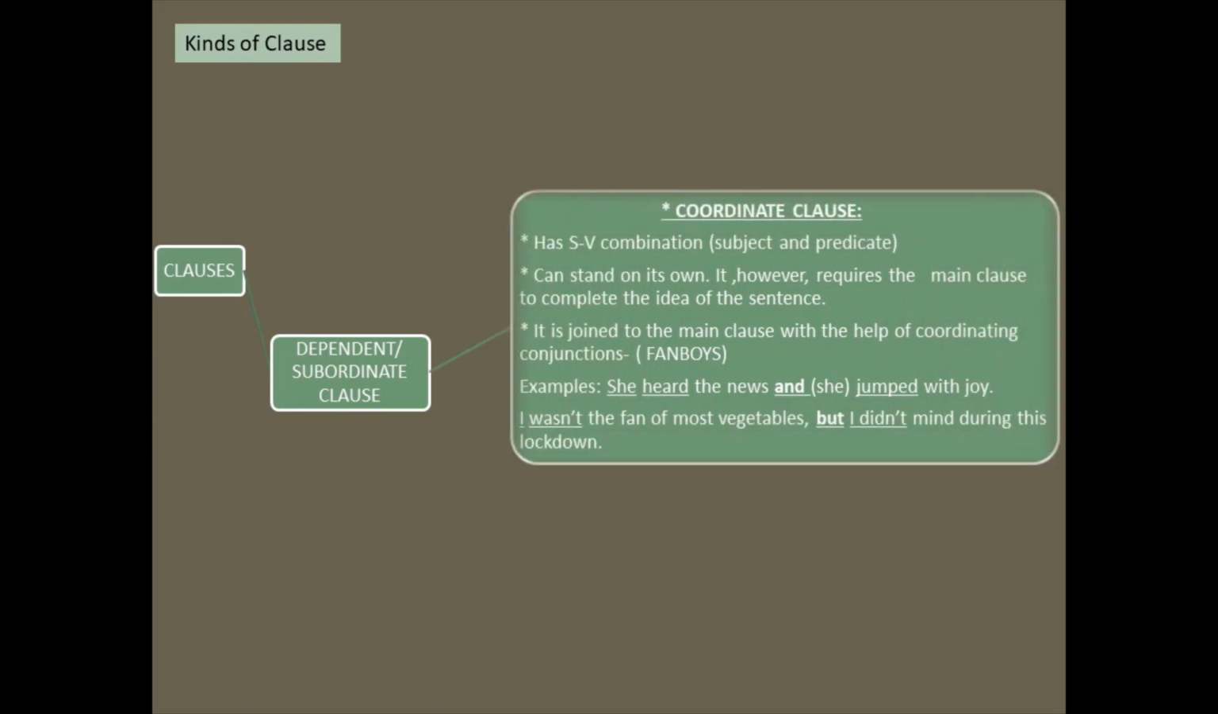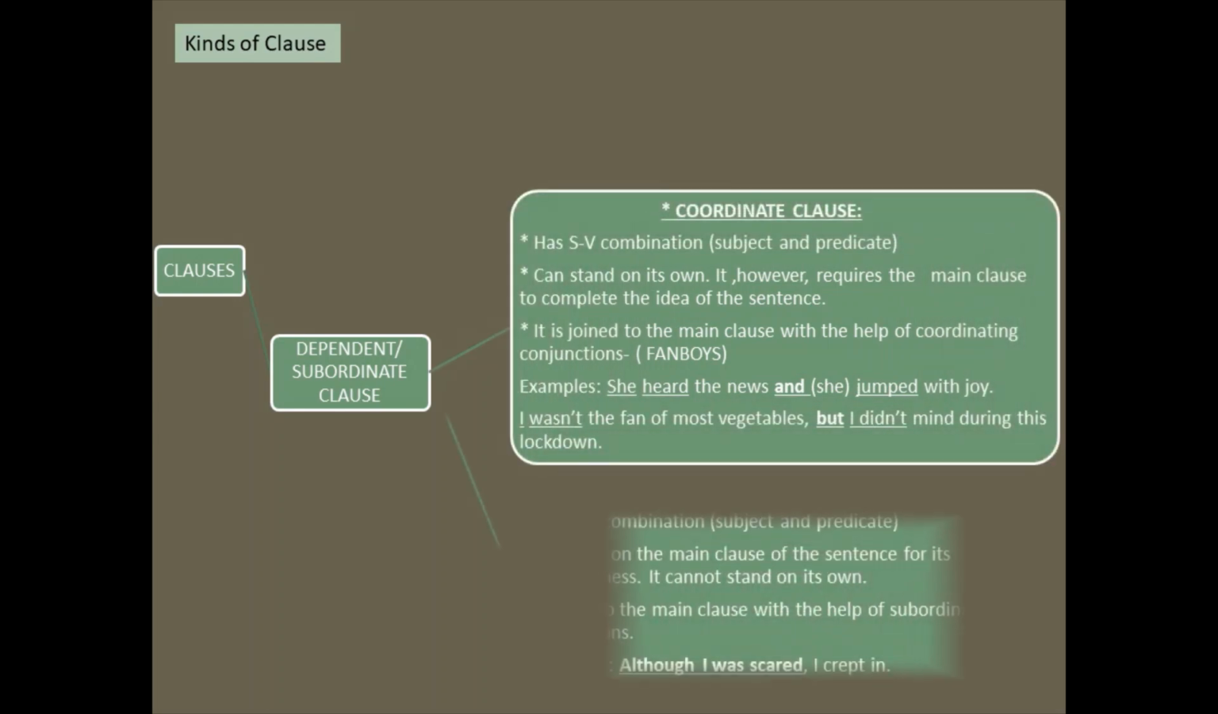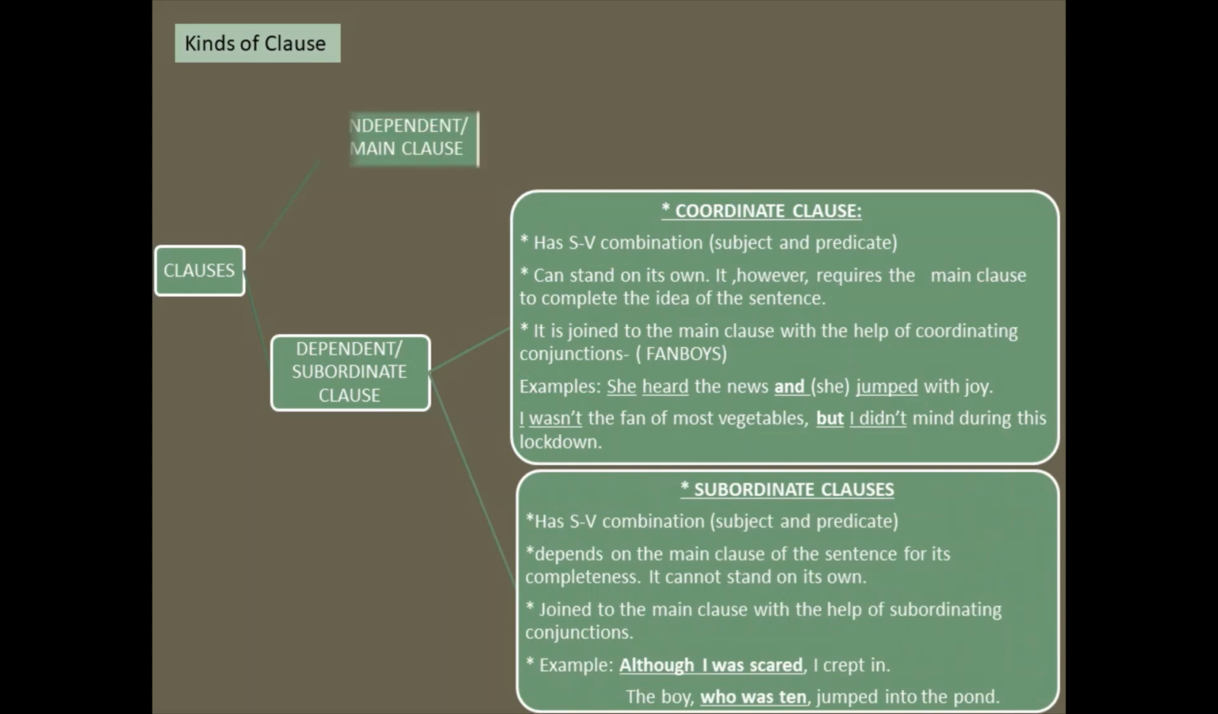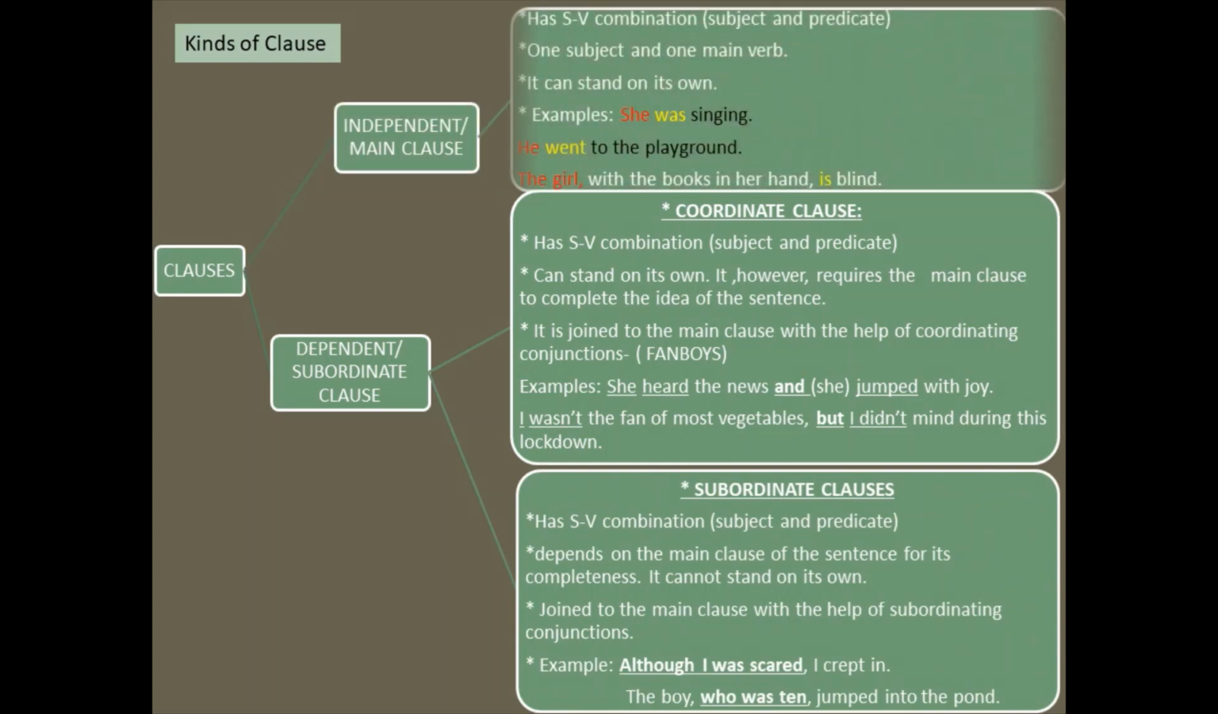In the previous slide, we learnt about the clauses and how to identify the clause. And we had learnt about one point where it mentioned that clauses can stand on their own or at times are dependent on the other part of the sentence for their completeness. Now, to understand it better, let's first know what kinds of clauses there are. So, clauses are of two types: independent or main clause, or dependent or subordinate clause.